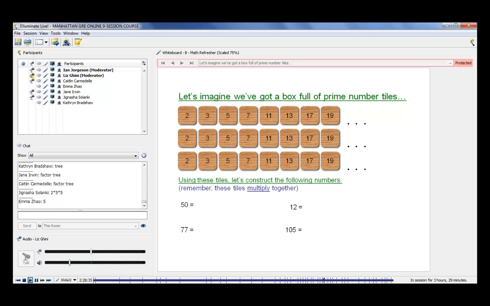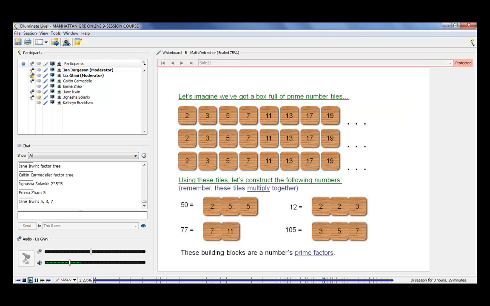All right. Emma, you're thinking 5. Is that part of it? The first prime? What are you thinking? Okay. Ooh, very nice. Thank you. Jane gave us 105. All right, so these are the prime factors. You want to be able to do this. You need to be able to remember those prime factor trees.